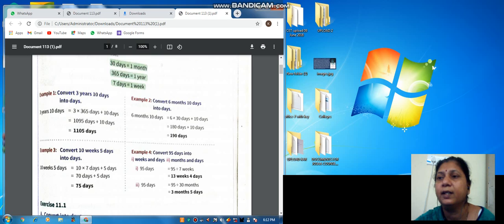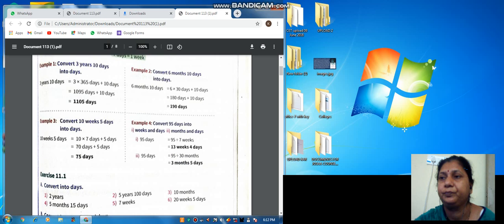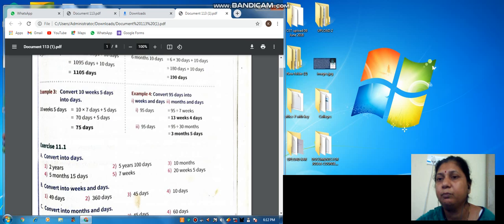Then next, 95 days we have to convert into months. So 95 divided by 30 we get 3 months and 5 days. Get it? So let's start exercise 11.1.